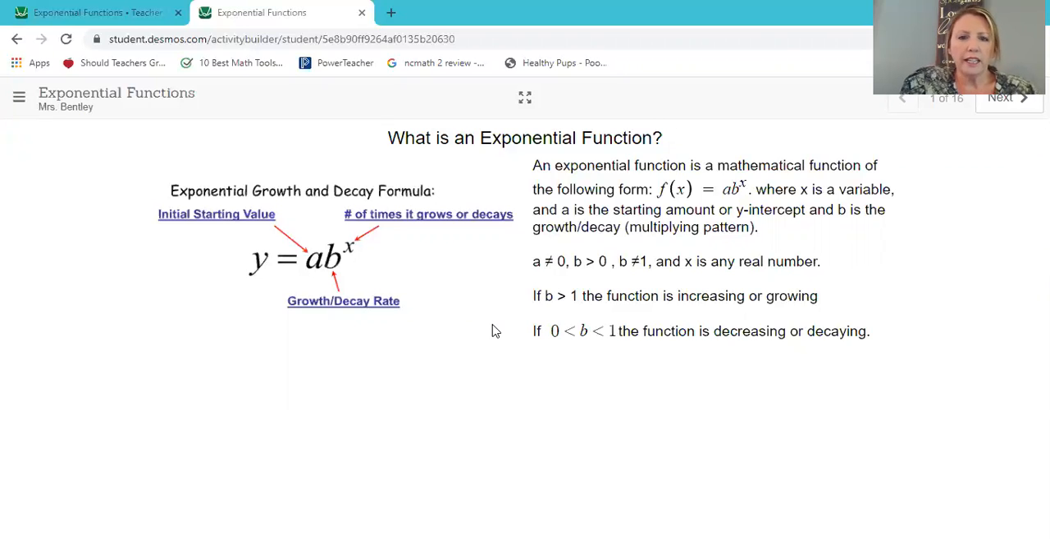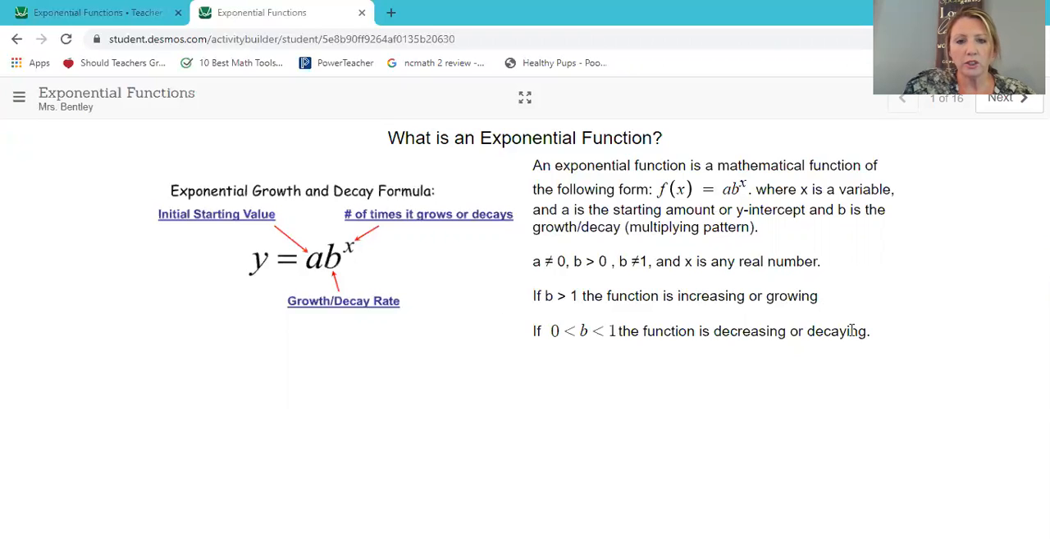Okay, so the first thing is, what is an exponential function? An exponential function is a mathematical function, and it's following the form f of x equals a times b raised to the x power. So notice x is a variable, and it's also our exponent. That's why this is called an exponential function.